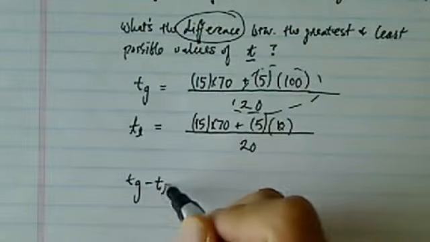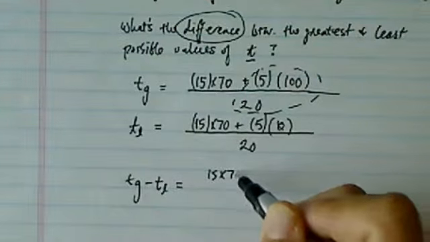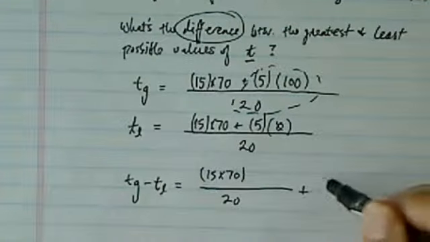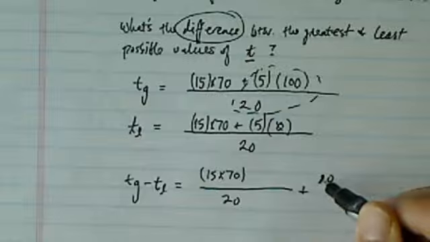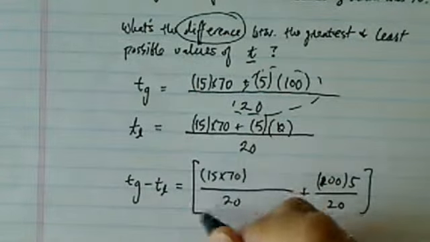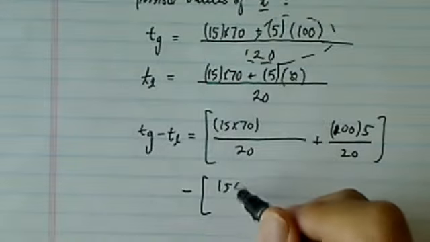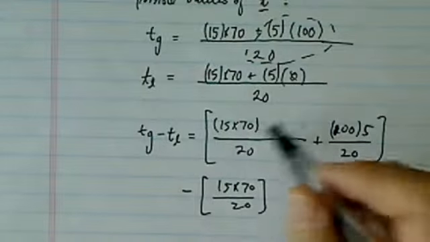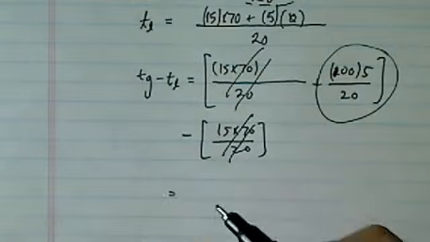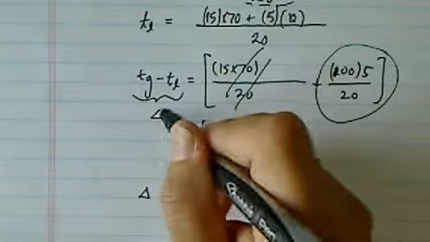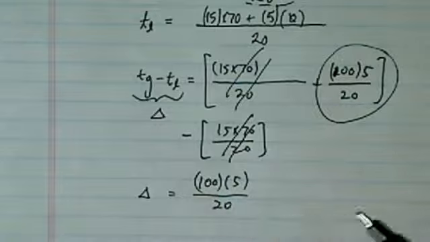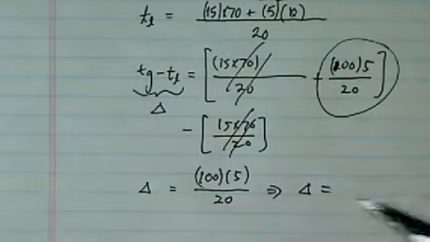T greatest minus T least is equal to, I'm a big proponent of doing the least possible work you can manage. So this is 100 times 5 divided by 20. This is the greatest, minus the least, which is 15 times 70 divided by 20. So this part cancels out. All I have left is this one, as I said earlier. So the delta, let's call this difference delta, is really 100 times 5 divided by 20. So the difference between the two is 25.